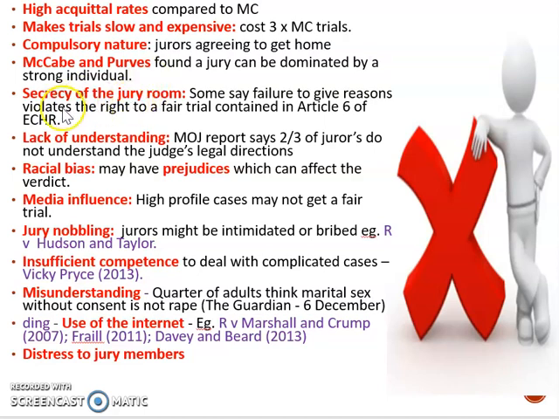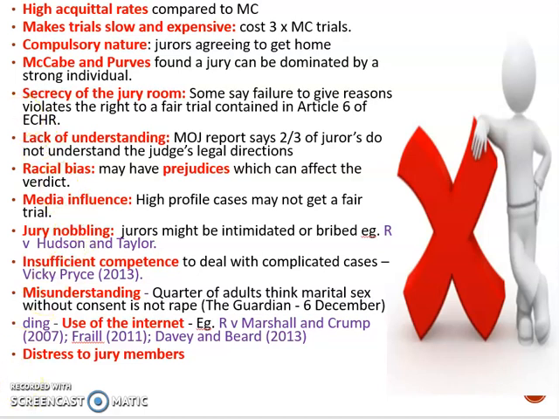The fact they don't have to give reasons for their decision, the secrecy of the jury room, some say that conflicts with Article 6 of the European Convention on Human Rights, because for all we know, they could be tossing a coin to reach their decision. And there's a concern as well that some of them don't understand what's going on. A report from the Ministry of Justice found that 2/3 of jurors didn't understand the judge's legal directions, which is really worrying because, of course, we want to make sure that they know what they're doing.